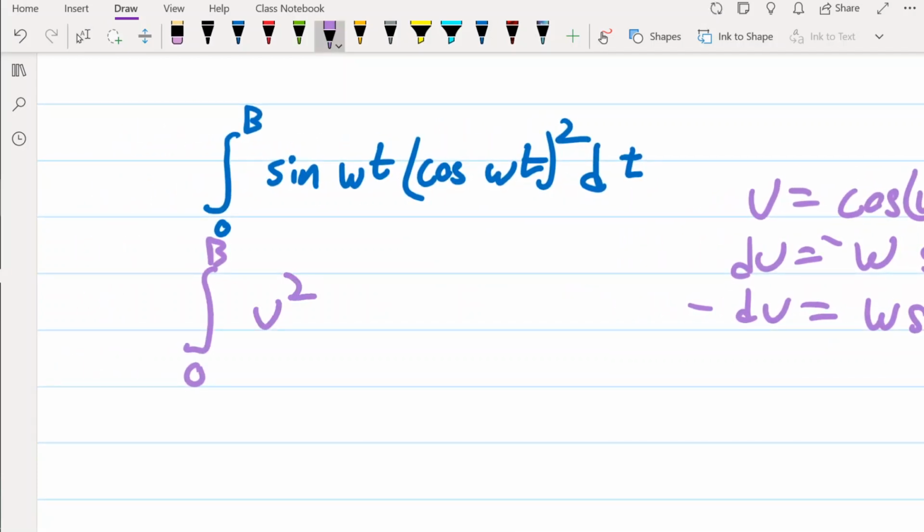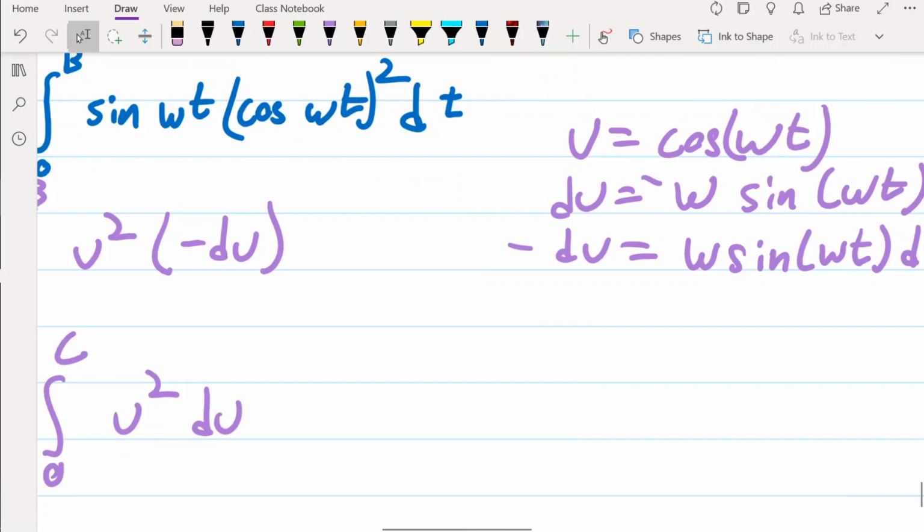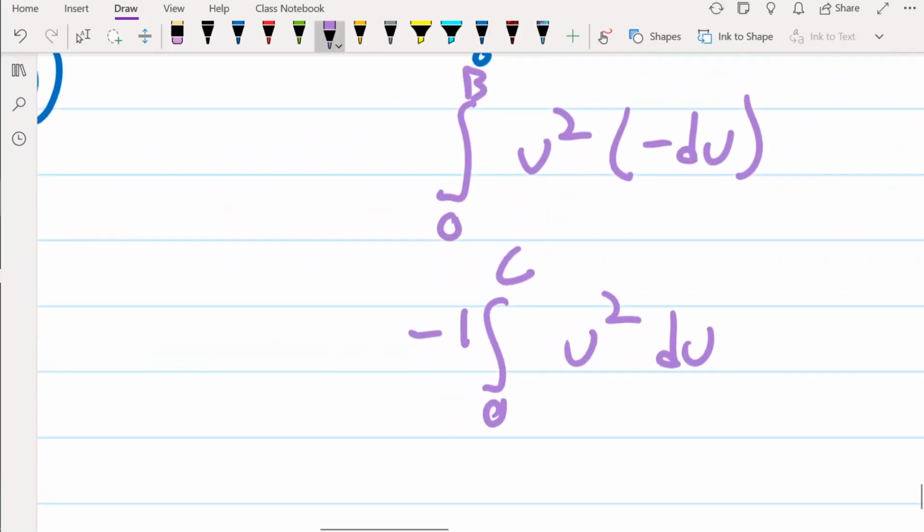So u squared times opposite du. We're going to pull our opposite sign out to the front. It's going to be 0 to beta of u squared. Well, it's not actually going to be beta, it's going to be a temporary placeholder. Are you forgetting another constant? Oh yeah, I need to take out a w also. So that's going to be 1 over w.